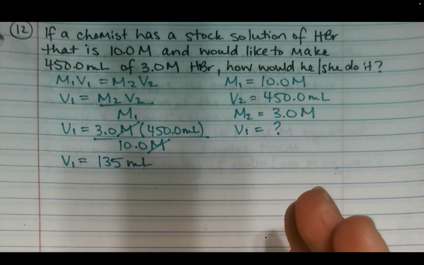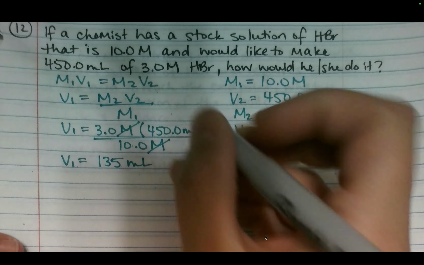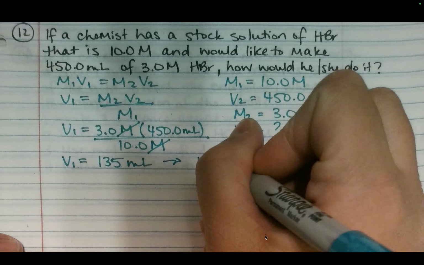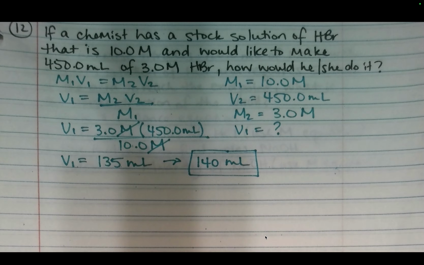In this problem, my lowest significant figure value was 2 significant figures. So I need to round this to 2 significant figures, which would put this at 140 milliliters. As usual, I'm not counting off for significant figures on the test, so don't stress that.